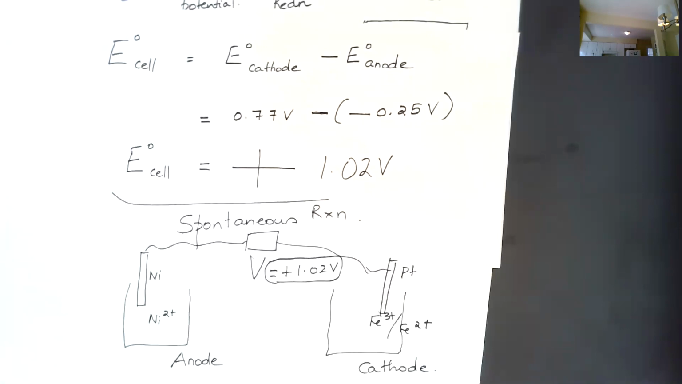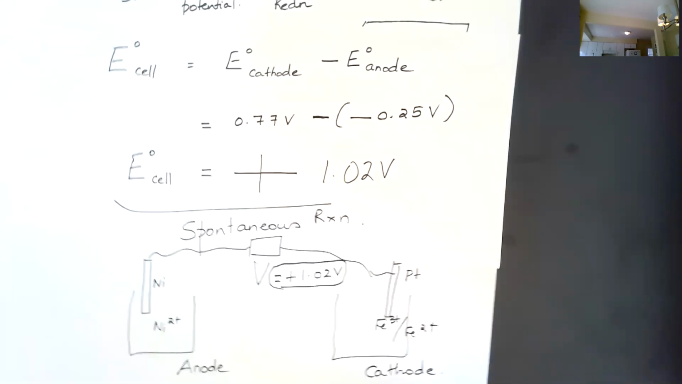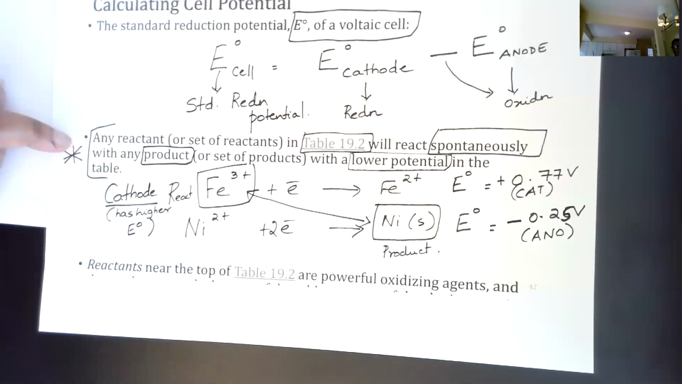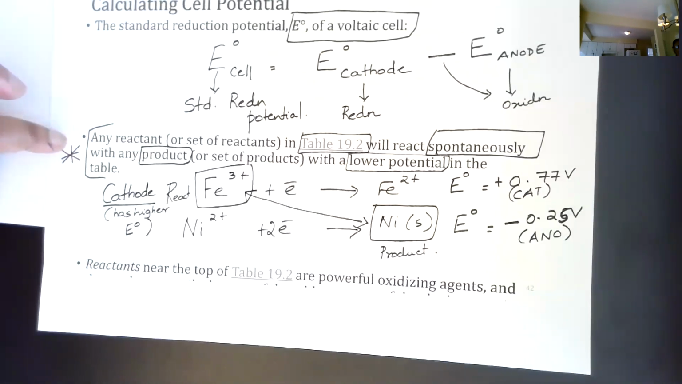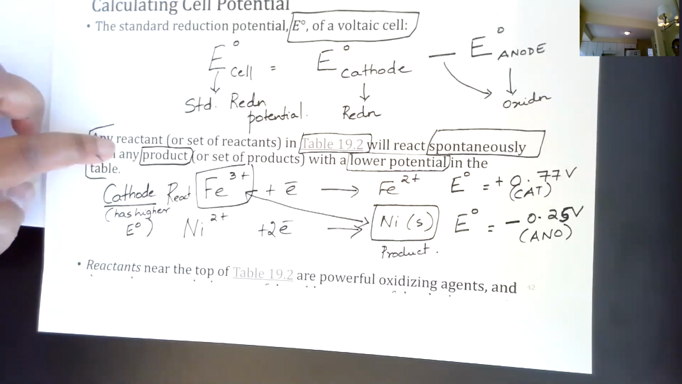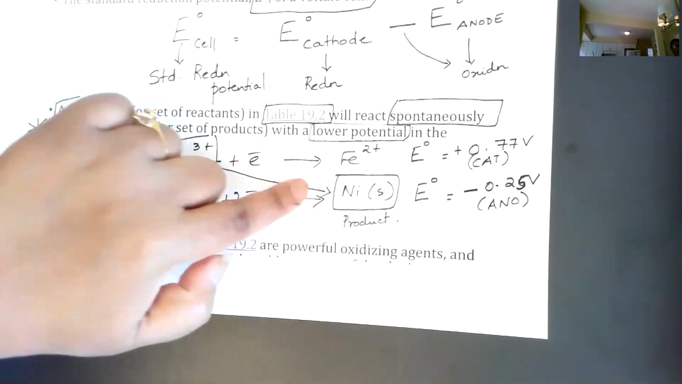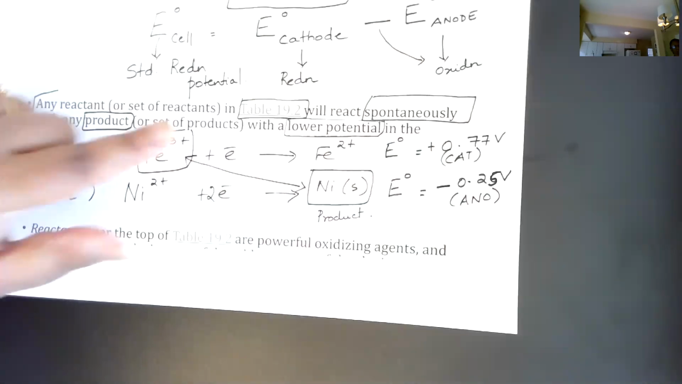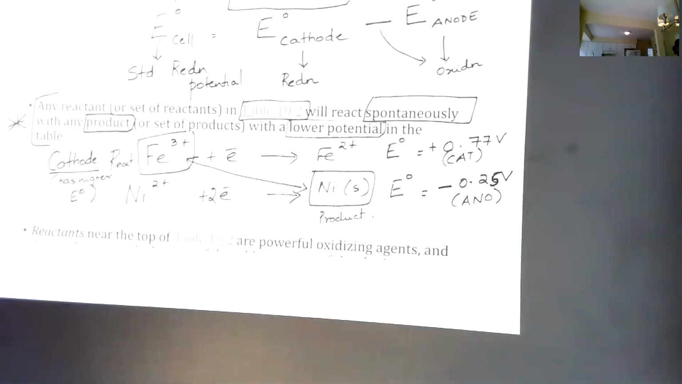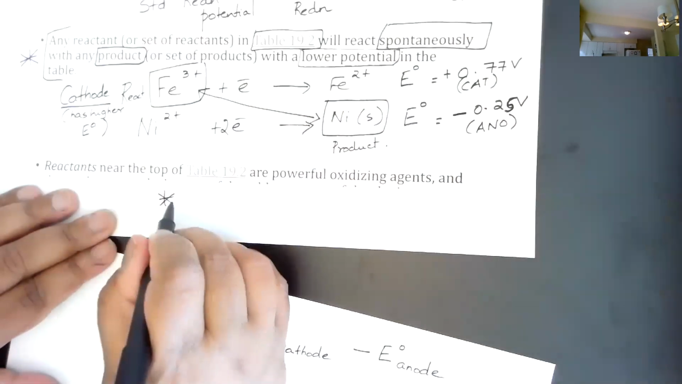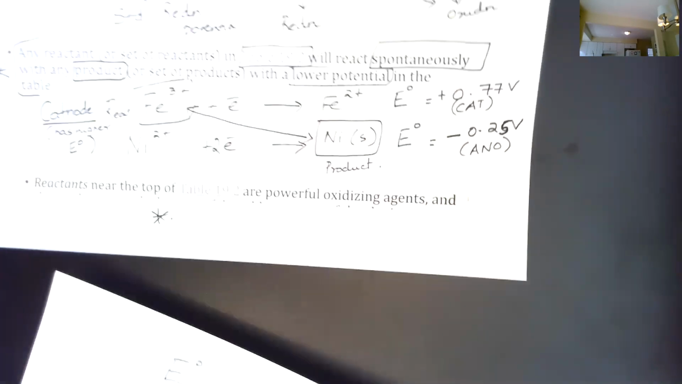Let's do the next example. So you have to remember this rule, okay? Reactant in table 2 will react spontaneously with product or products with a lower potential. So remember this diagonal rule. But this guy must be higher up than this guy. And there's another rule. I'll come back to it after we look at a couple more examples.